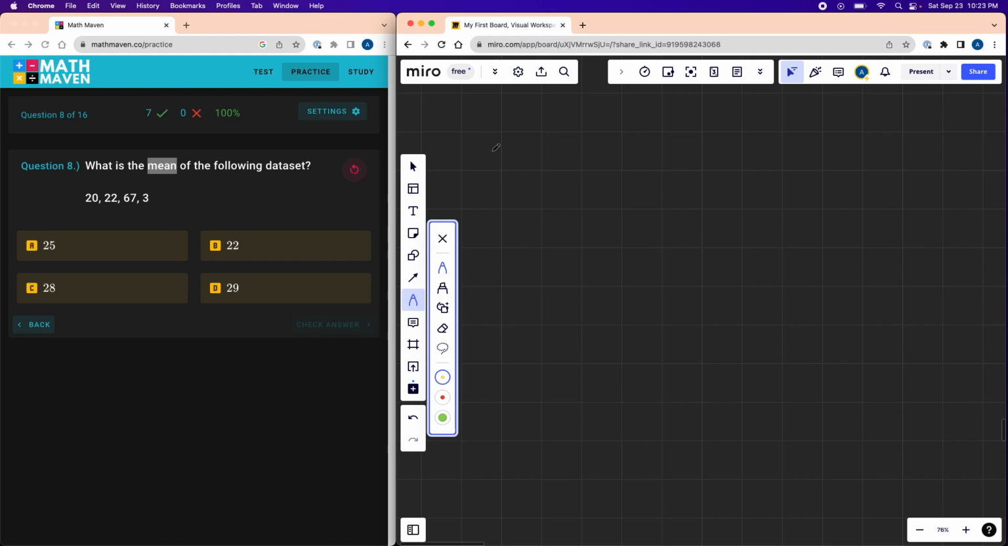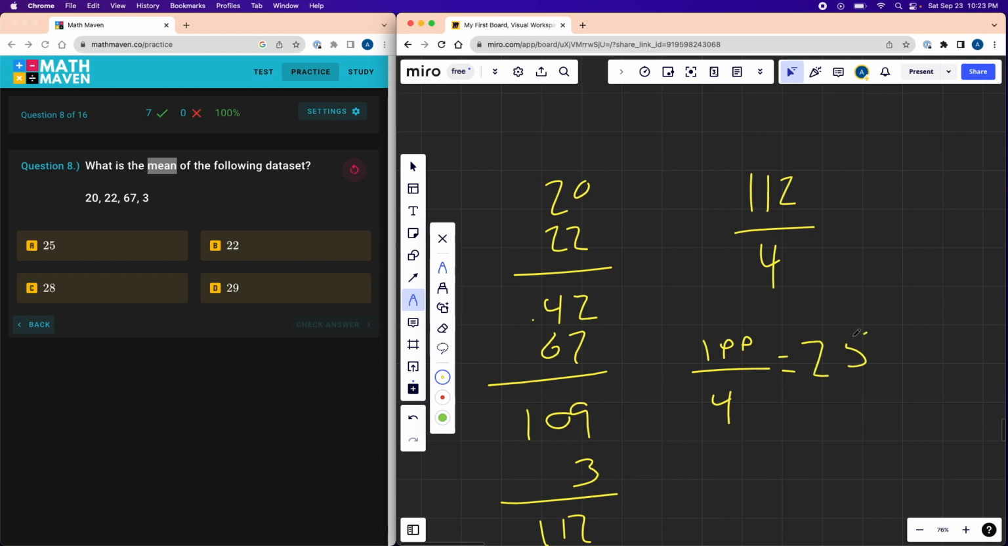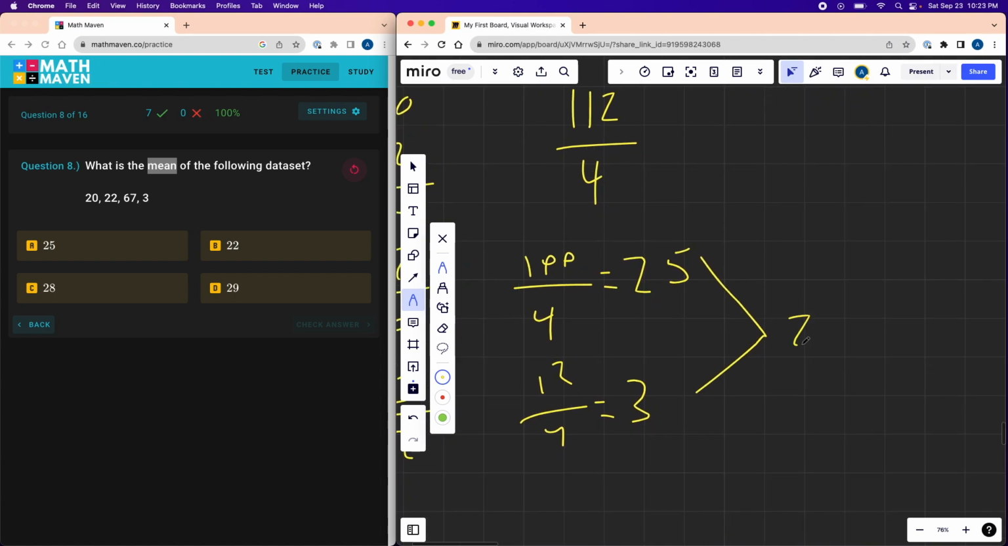So we're just going to say 20 plus 22. That's going to equal 42 plus 67. That's going to equal 109 plus 3 is going to give us 112. All right, and that is just as simple as saying 112 over 4. Let's see here. Well, 100 divided by 4 is going to equal 25. We have 12 left over, and 12 divided by 4 is going to equal 3. All right, so then our answer should be 25 plus 3, which will be 28.